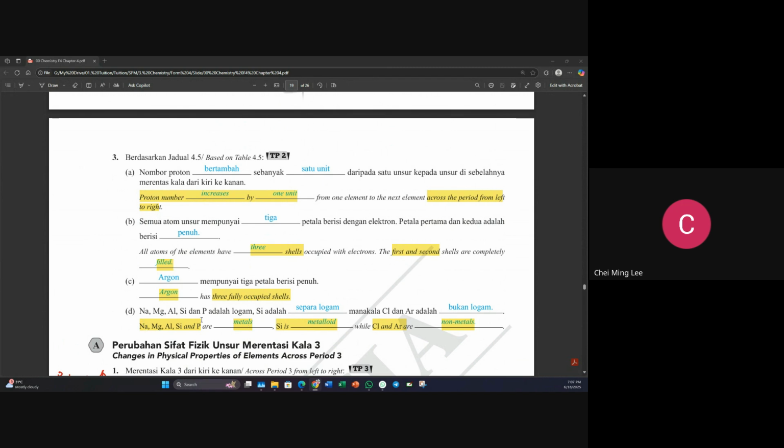From sodium to phosphorus, they are metals. Silicon is a metalloid. Metalloid means half metal, half covalent. And chlorine and argon are non-metals. All right, so jot this down.